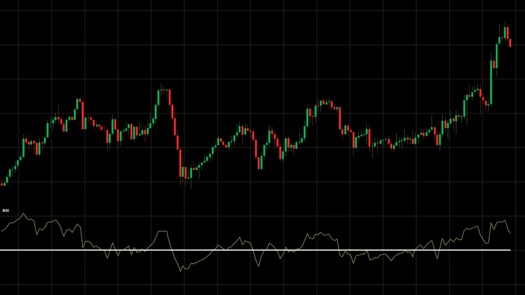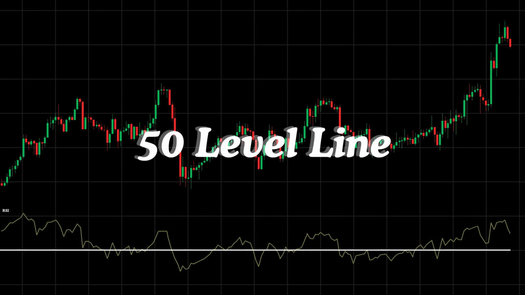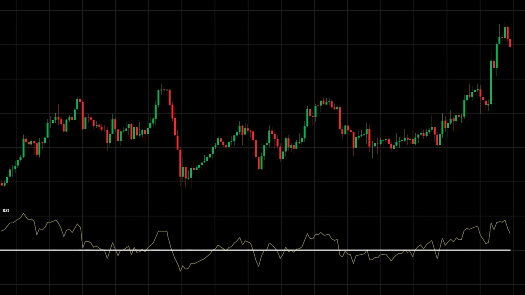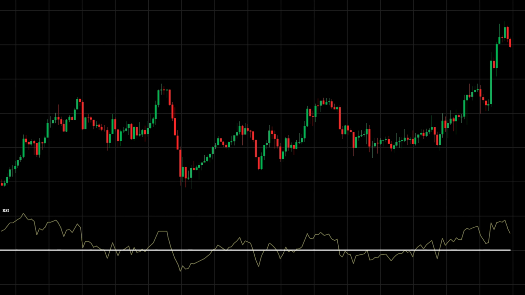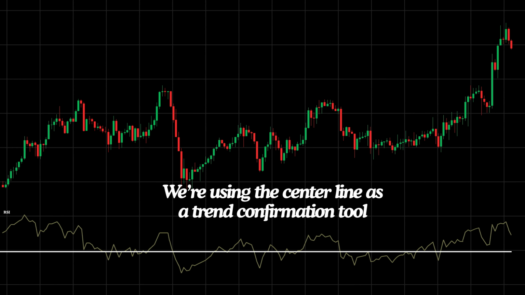Another method for applying the RSI is by using the 50 level line. The RSI is usually set to 70 and 30 by default, but for this strategy, you want to modify the settings to show only the 50 level and remove the other two. Now, we're using the center line as a trend confirmation tool instead of a reversal signal.